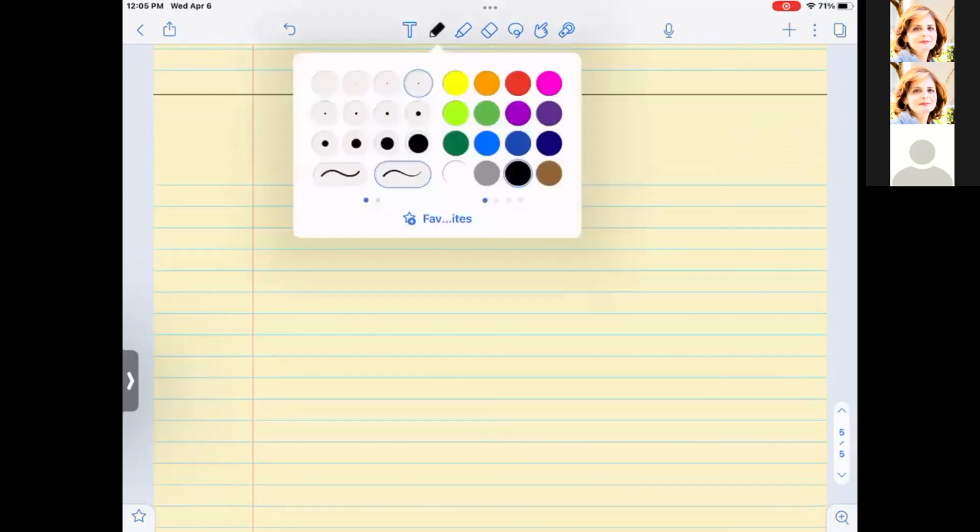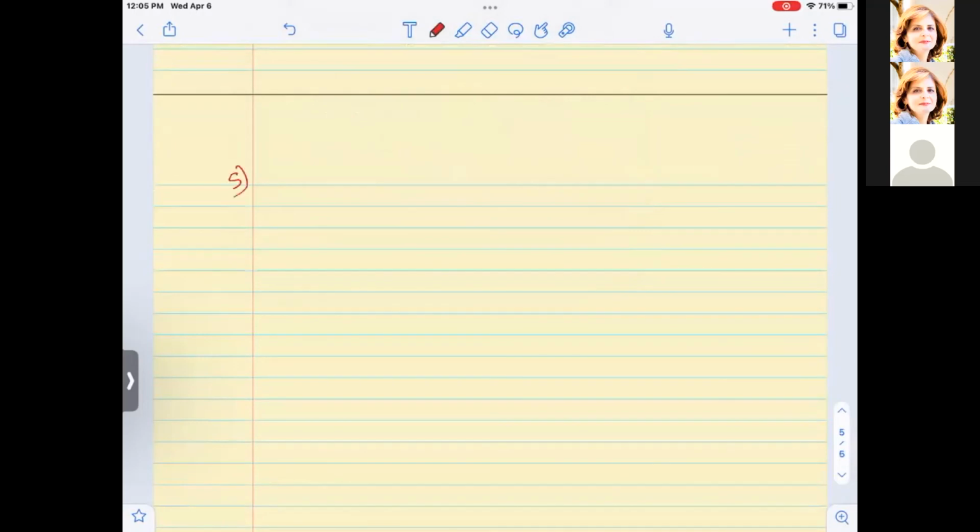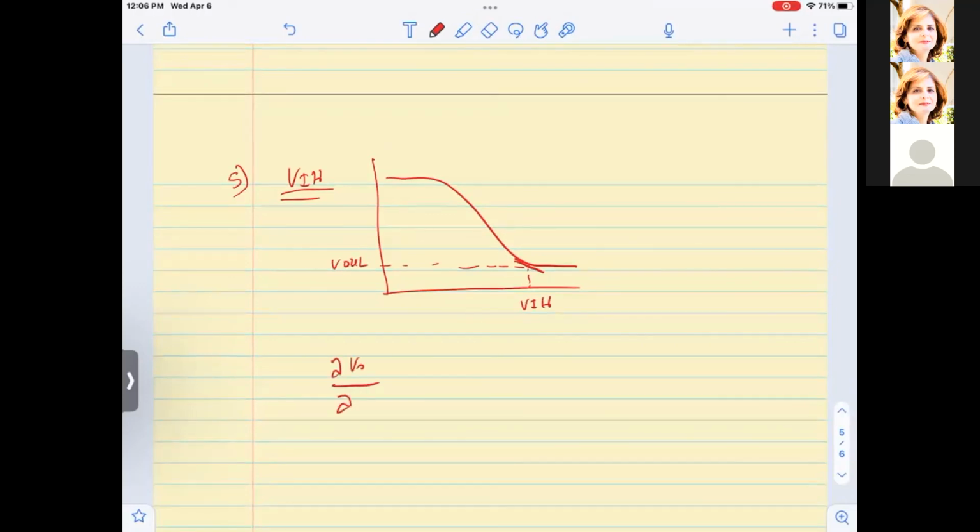Now we move to finding VIH. So the fifth point that we are interested in is finding VIH. If we remember on the VTC characteristic curve, VIH was in the linear region because the output was approximately close to VOL, and the gain was equal to -1 at Vn equal to VIH.